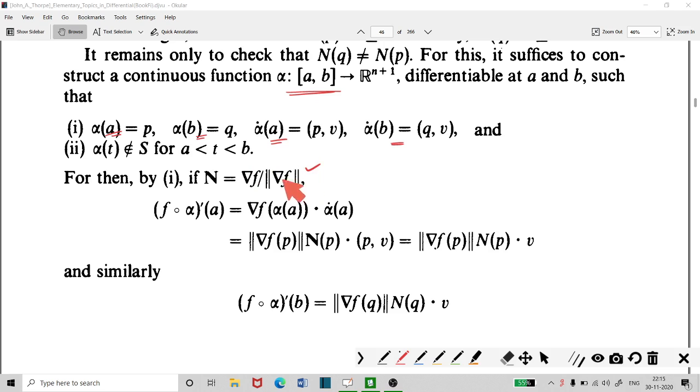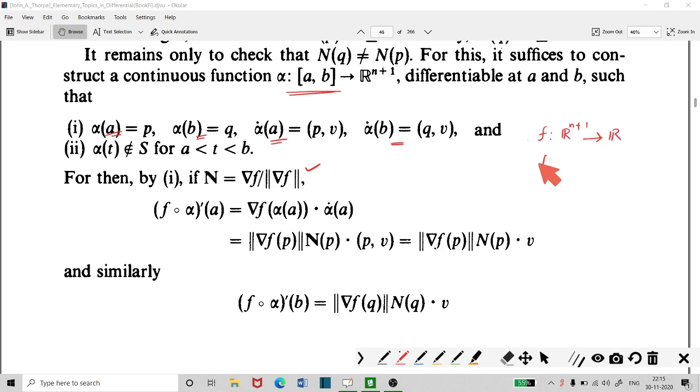First, assume this normal vector field is del f by norm del f. If this is the case, we can say that f composition alpha, the derivative of that at a. What is f composition alpha? This alpha is a function from [a, b] to R^(n+1), and f is a function from R^(n+1) to R.